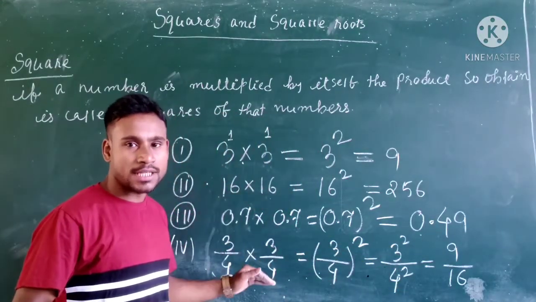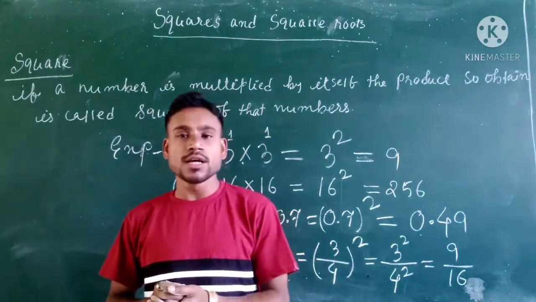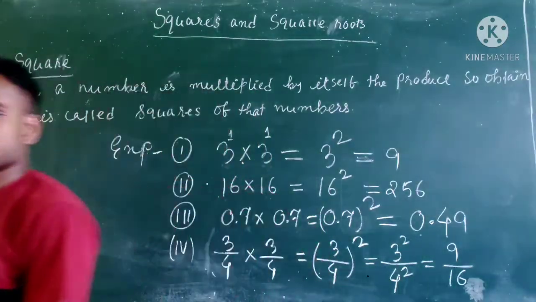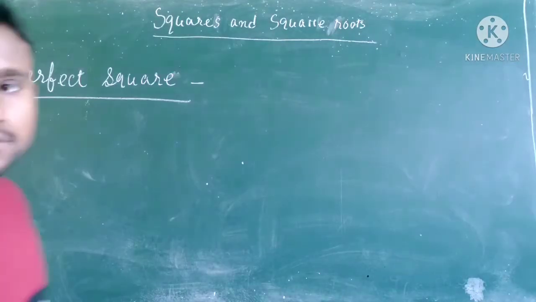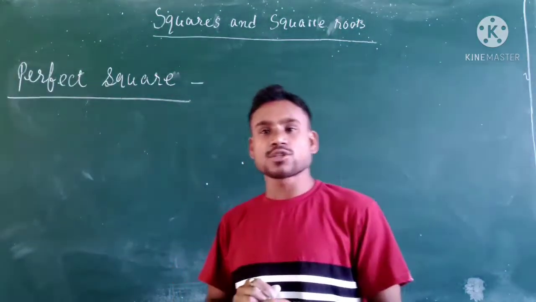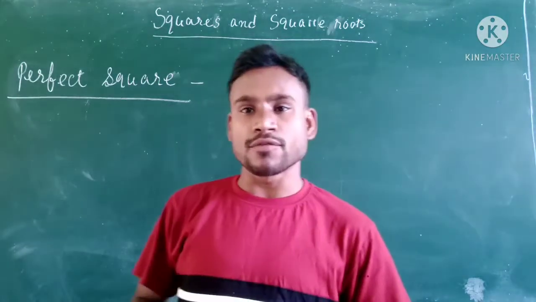So these are our basic ideas. After this we have the next topic. This is called what? Perfect square. So students, our next topic is what? The next topic is perfect square. Now what is a perfect square?